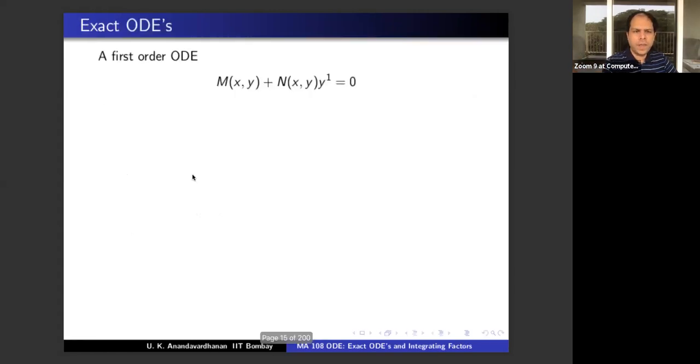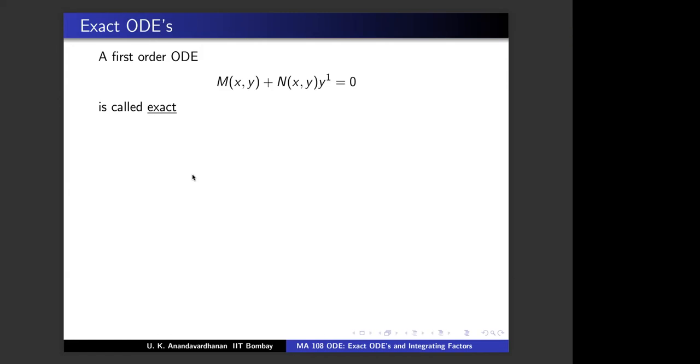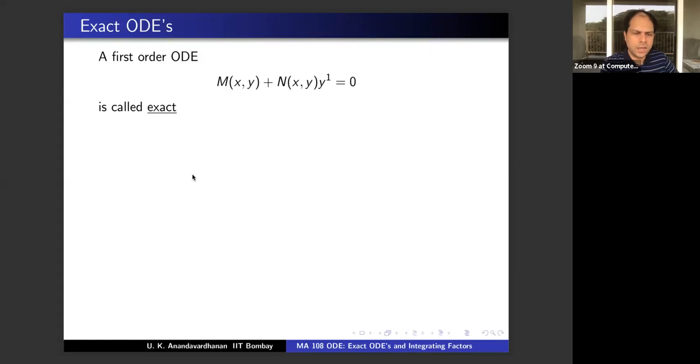Okay. So a first order ODE of this form, m of x y plus n of x y times y1, where y1 is dy by dx. Sometimes I write y prime, sometimes y1, sometimes dy by dx. So this is called exact. This is the definition. Can one of you tell me if you recall? I don't think exact ODE was there in 12. Okay, anyway, here is the definition.